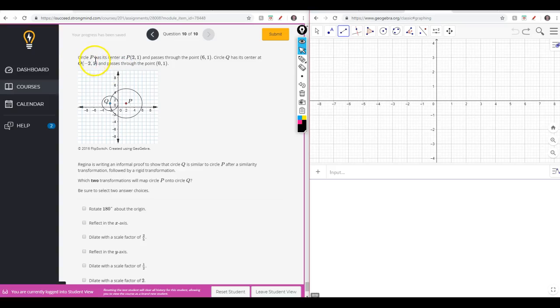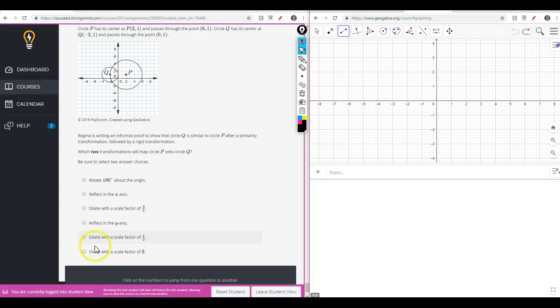Question 10. Circle P has its center at P(2,1) and passes through the point (6,1). Circle Q has its center at Q(-2,1) and passes through point (0,1). Regina is writing an informal proof to show that circle Q is similar to circle P after a similarity transformation, followed by a rigid transformation. Which two transformations will map circle P onto circle Q? Be sure to select two answer choices.